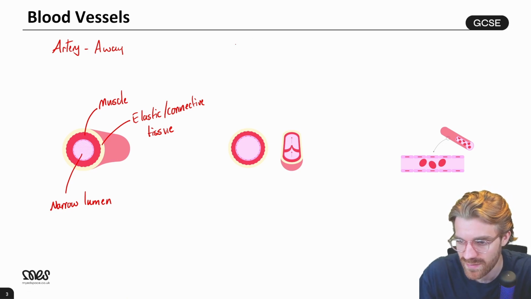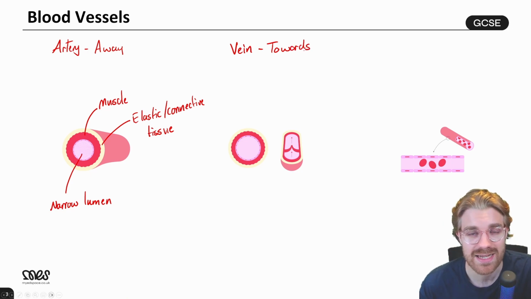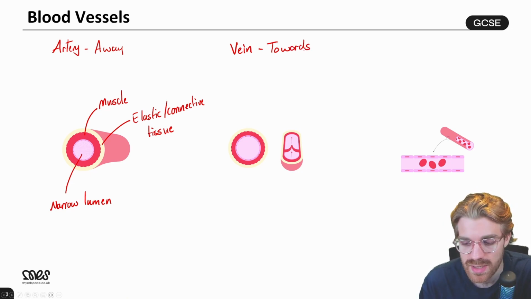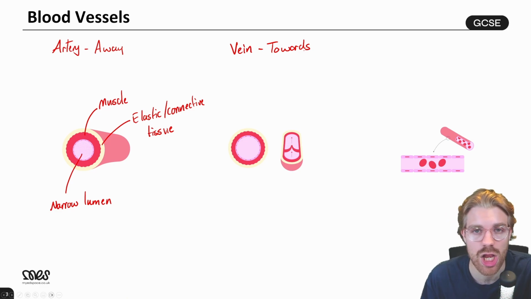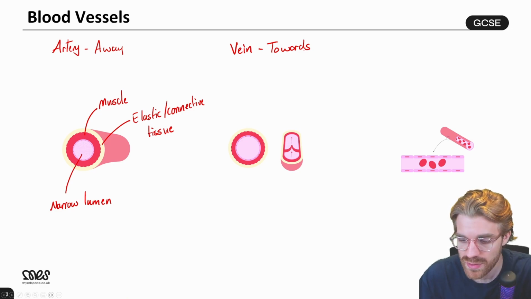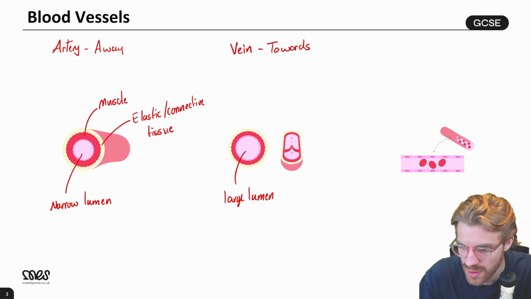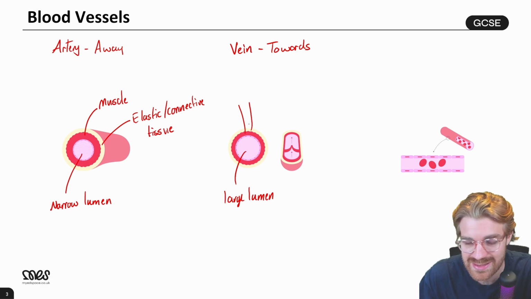Our next type of blood vessel is a vein. Now the veins carry blood towards the heart. The vein has a few adaptations as well. Now, because the blood is flowing at a lower pressure, because it's already gone through the tissues, the vein has a larger lumen. It also has the muscle and elastic tissue, but they are thinner.